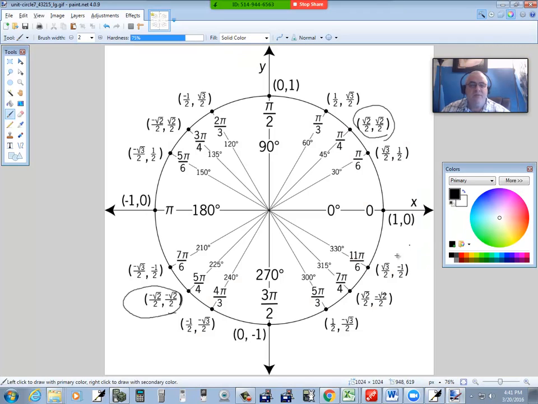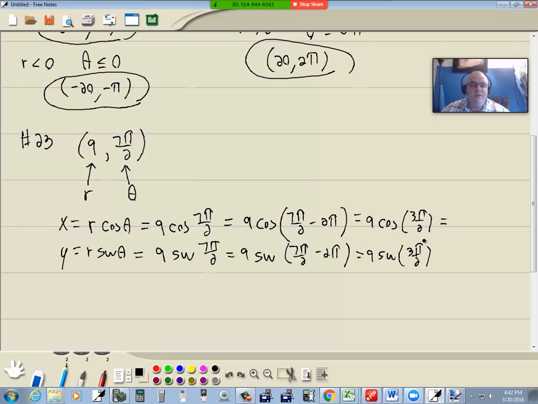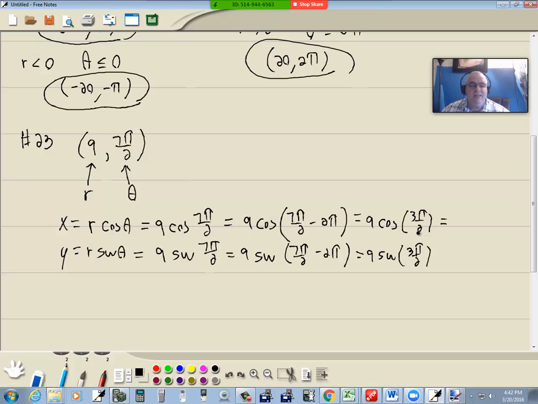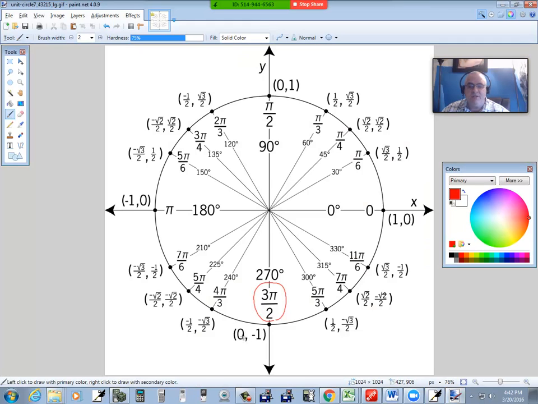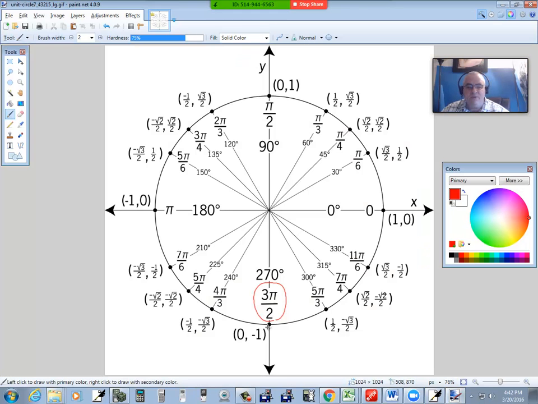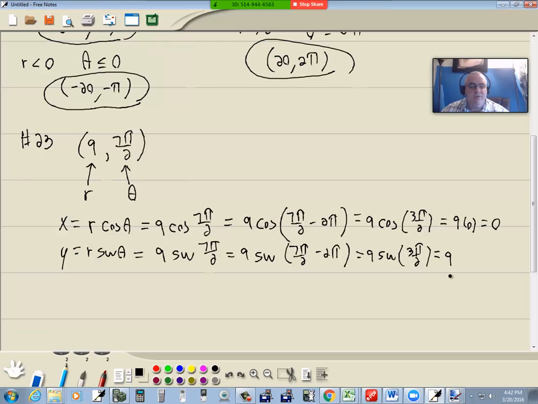Well, if I look at my unit circle, and we got 3 pi over 2, which is right here. Then remember, cosine is equal to our x part, which is 0. So this says 9 times 0, which gives us 0. And sine is equal to the y part, which is negative 1. So that's going to give us negative 9. That would give us the point 0, negative 9.